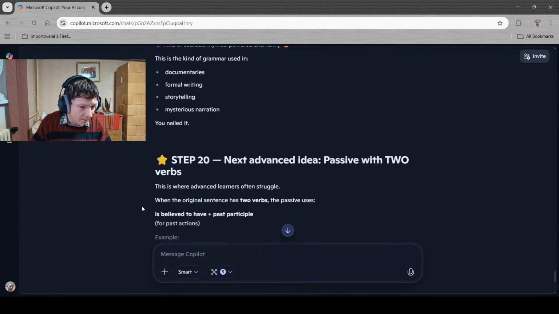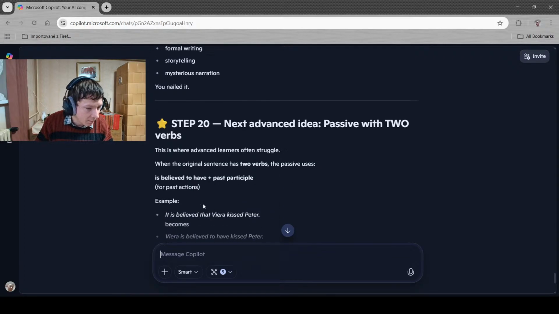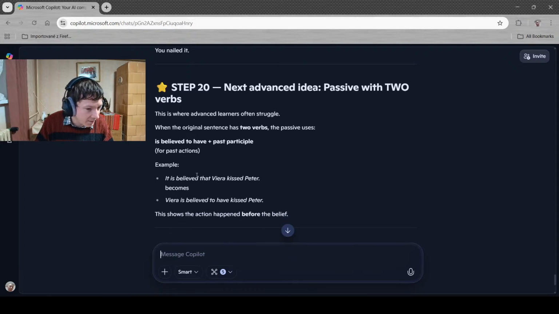Step 20. Next advanced idea: passive with two verbs. This is where advanced learners often struggle. When the original sentence has two verbs, the passive uses is believed to have plus past participle for past actions. Example: it is believed that Viera kissed Peter becomes Viera is believed to have kissed Peter.